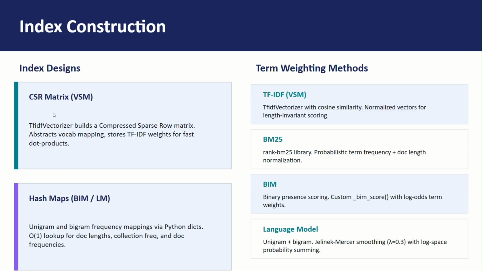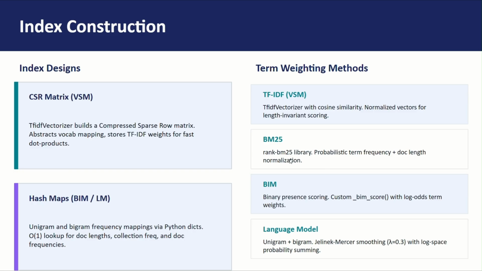So we built two types of indexes. The first one is a CSR matrix and the second one is the SMAP. The matrix for our vector space model is called the CSR matrix, and it stores how important each word is in each document. And then the SMAP for our other models is basically like a dictionary where you look up a word instantly and it tells you which documents have it, like where the word occurred in which document.